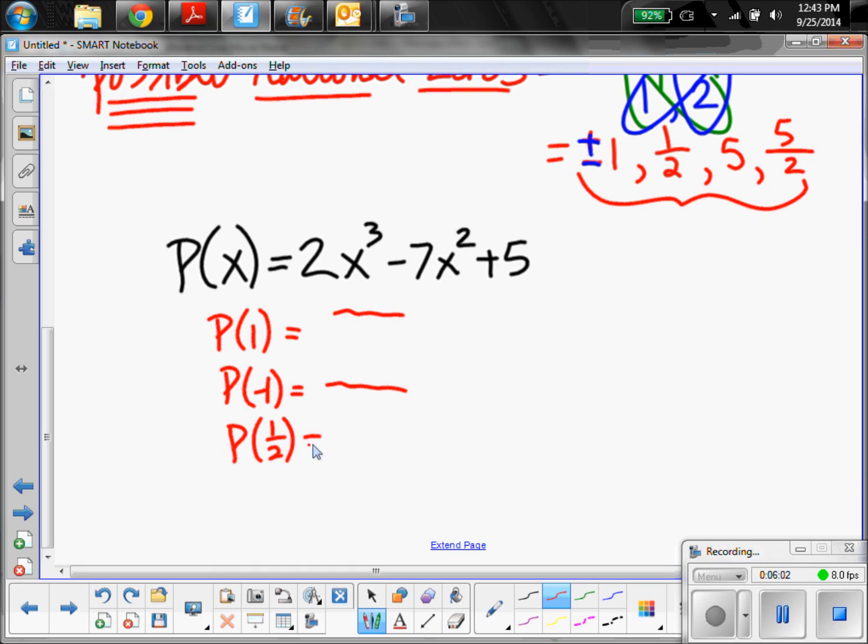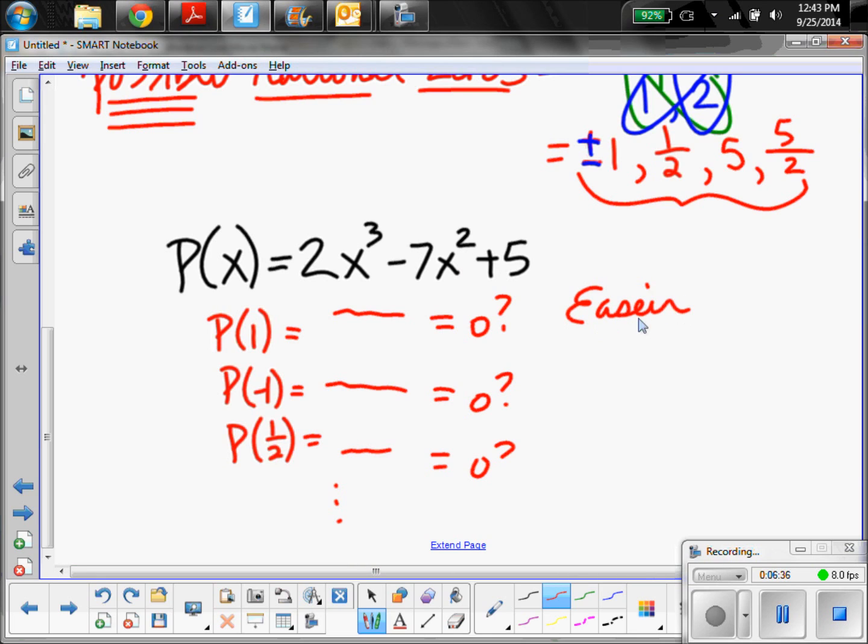Holy smoke, I really don't want to do that. Plugging 1/2 in for x in both places, squaring it, gets some crazy fractions. Ultimately I want to see which of these give me a 0, but that could take forever if every time I have to plug in these x values, cube it, multiply it by 2, square it, multiply it by -7, add 5, and see if I'm getting 0 as an answer. There's got to be an easier way.